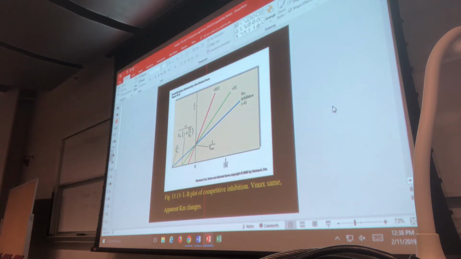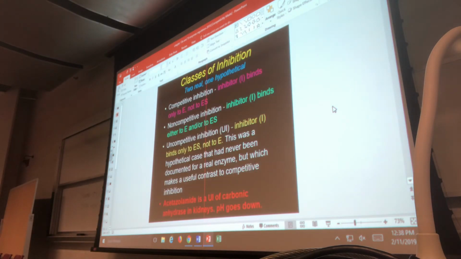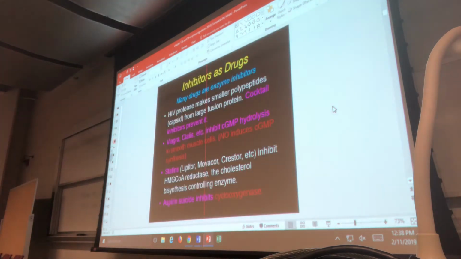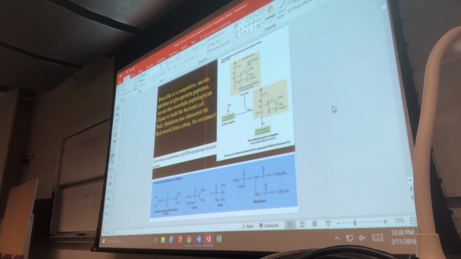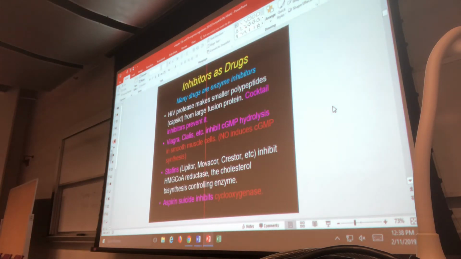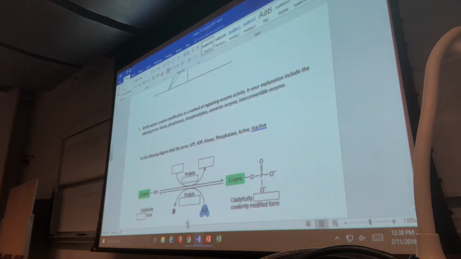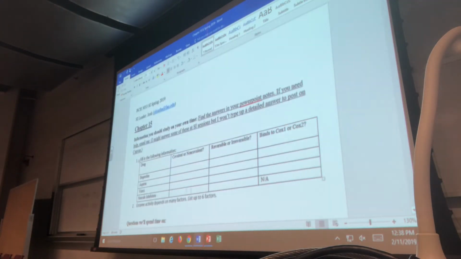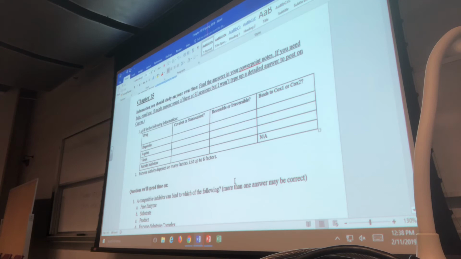All right. So a lot of this is repeating stuff that you see in Chapter 13. So don't worry if you see the same graphs over and over again. They're talking about the same thing. Oh, one vocabulary word, and I guess I did forget to mention it, is something called a suicide inhibitor. All right?